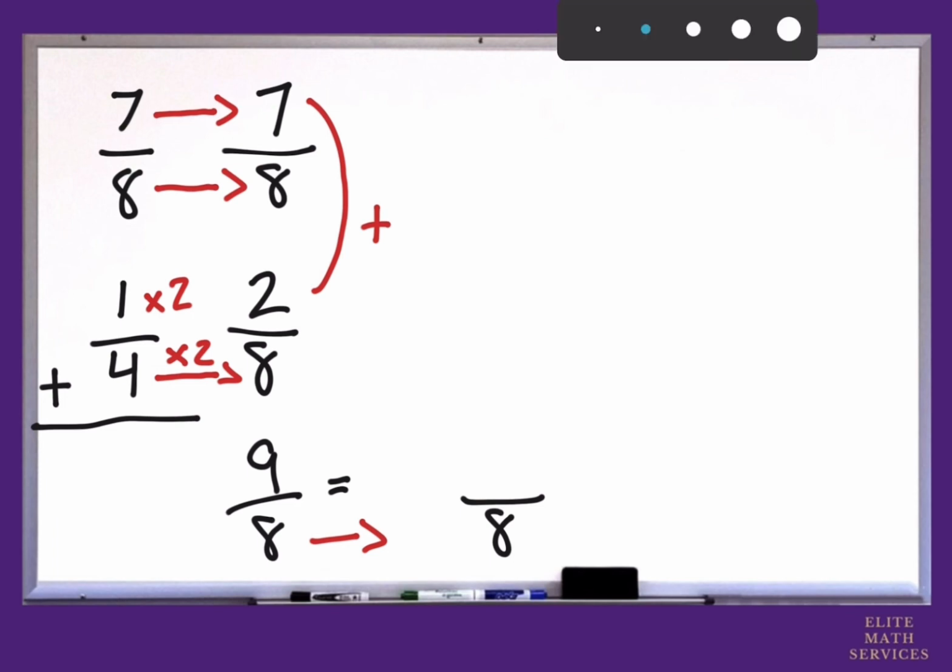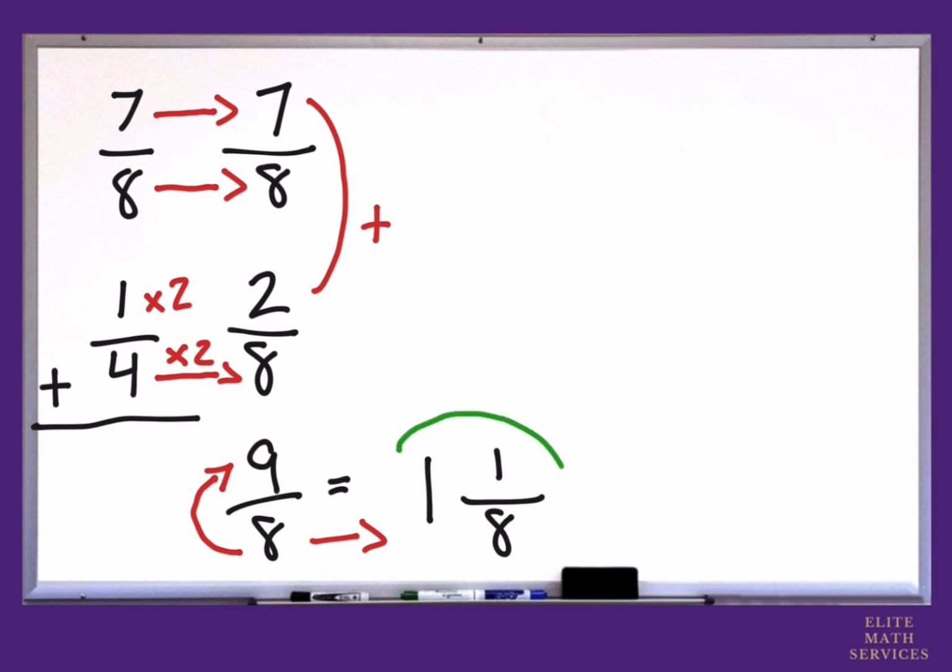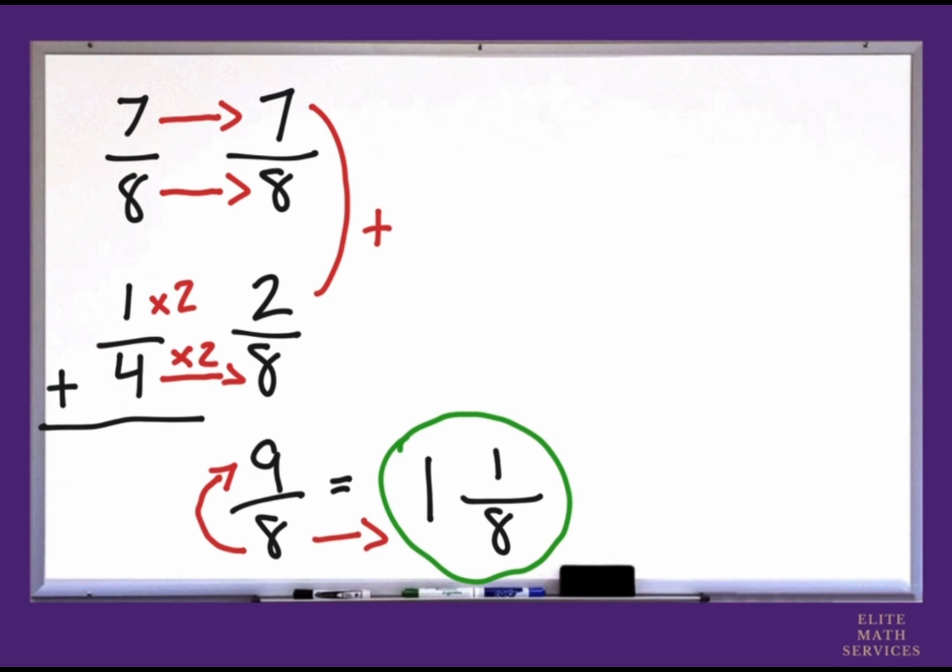Remember, we keep the denominators the same, which is 8. We figure out how many times does 8 go into 9? 1 time, which becomes our whole number. And our numerator is just our remainder. So there's 1 left over once we go into 9 one time. So our final answer is 1 and 1 over 8.